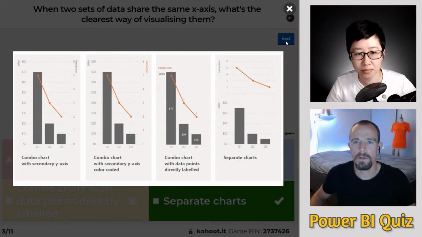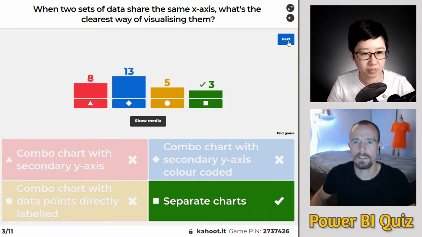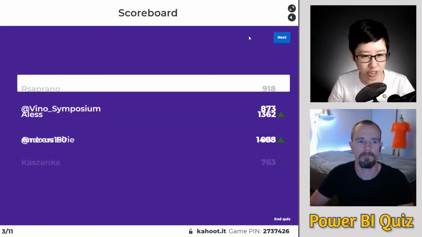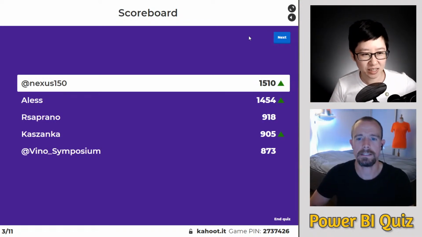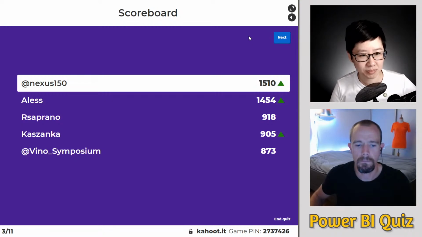And we only have 3 people answering this one correctly. So tricky. Yeah. Tricky. And we have Tricky, Nexus and LS as the only ones who have answered both of the first ones correctly.